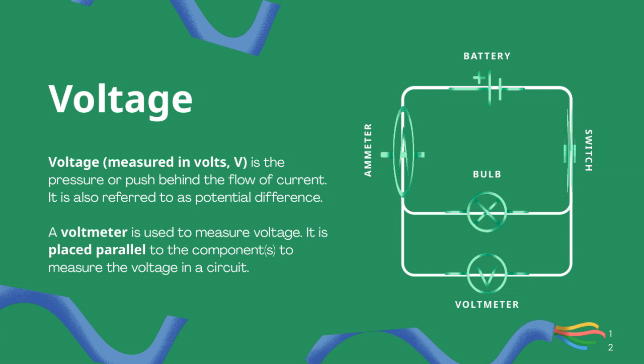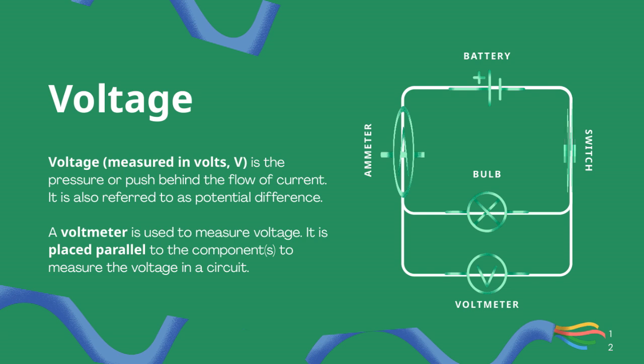Now, to measure this voltage, we use a device called a voltmeter. When you're measuring voltage in a circuit, you place the voltmeter in parallel with the component you're testing, like a bulb or the battery. This way, the voltmeter can accurately measure the potential difference across that component without disturbing the current flow too much.